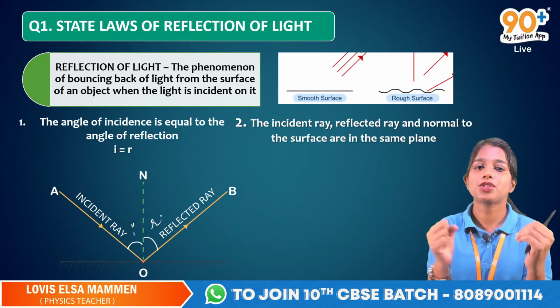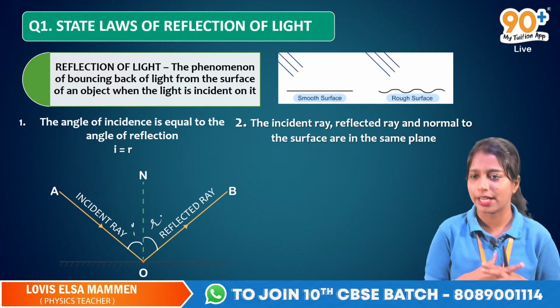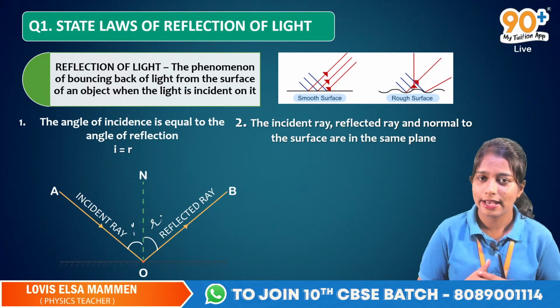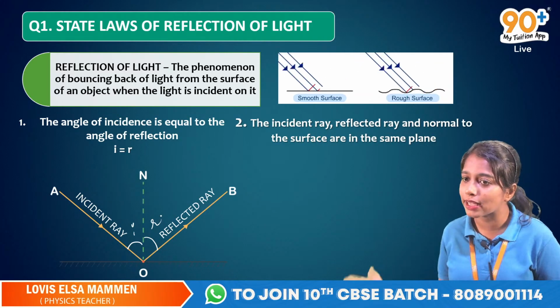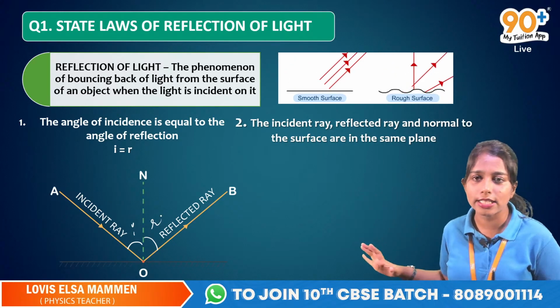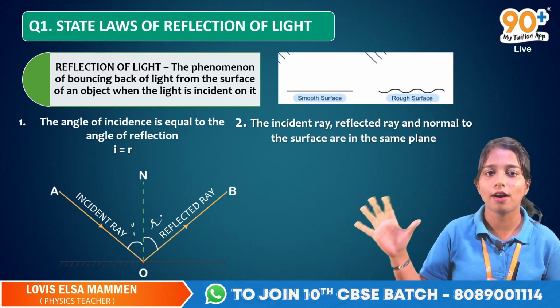I hope you understood the concept of reflection. We have the incident ray, the reflected ray and the angles between them, and based on this we have 2 laws of reflection.